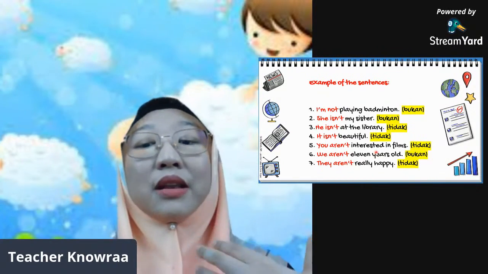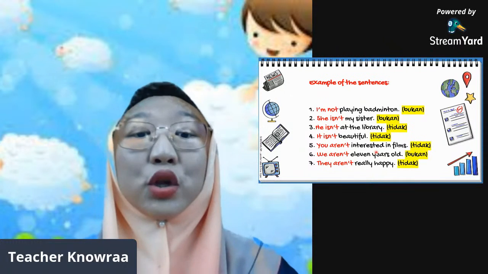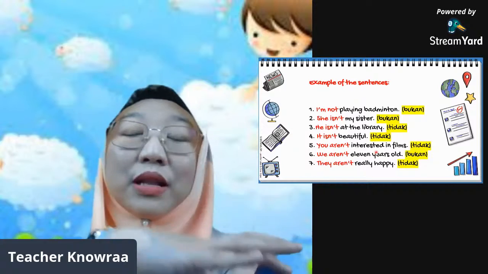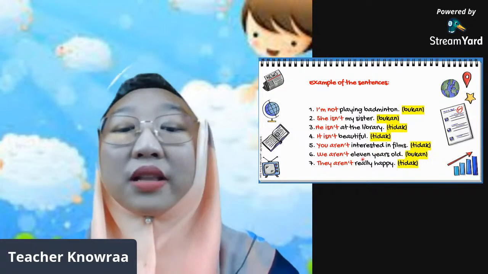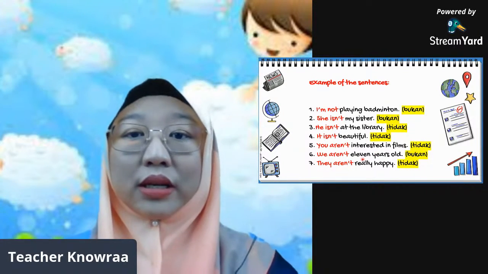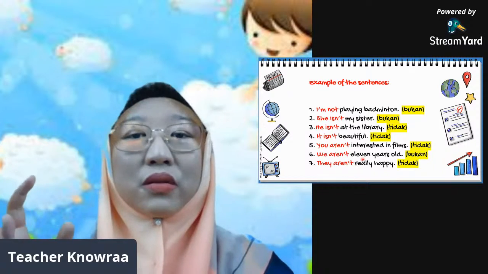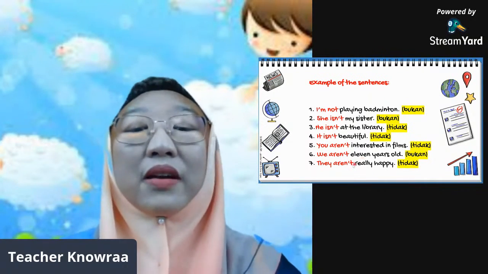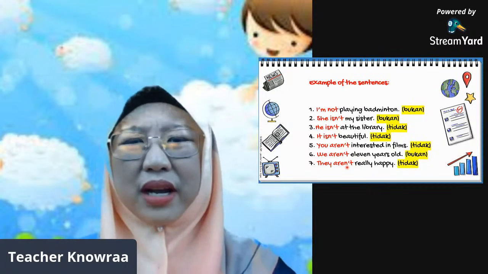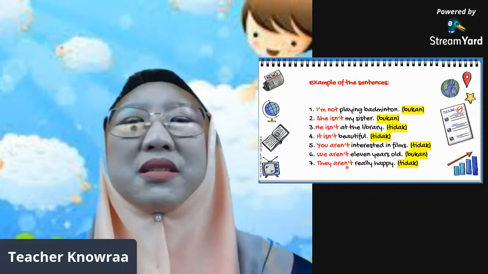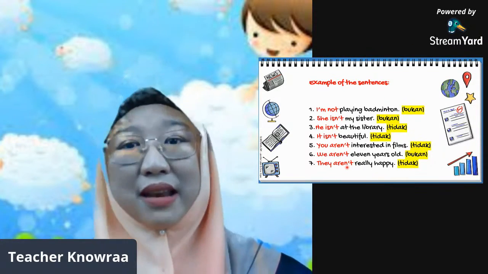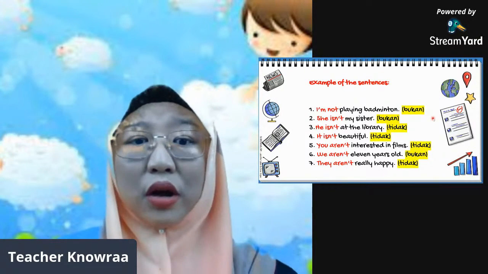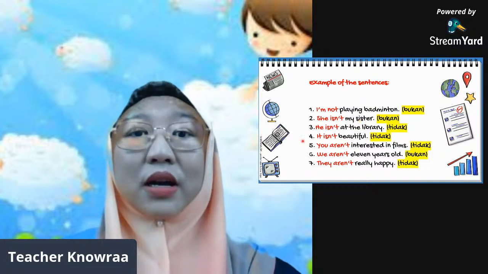You aren't interested in films. Awak tidak berminat dengan filem. Okay. You're interested in music maybe. Awak tak minat dengan filem tapi awak minat music. We aren't 11 years old. Kami bukan berumur 11 tahun. We are 8 contohnya. Baru 8 tahun. Okay, last one. They aren't really happy. Mereka tak berapa gembira. They are sad. Mereka sedih. Okay. So you can see here the use of these phrases.